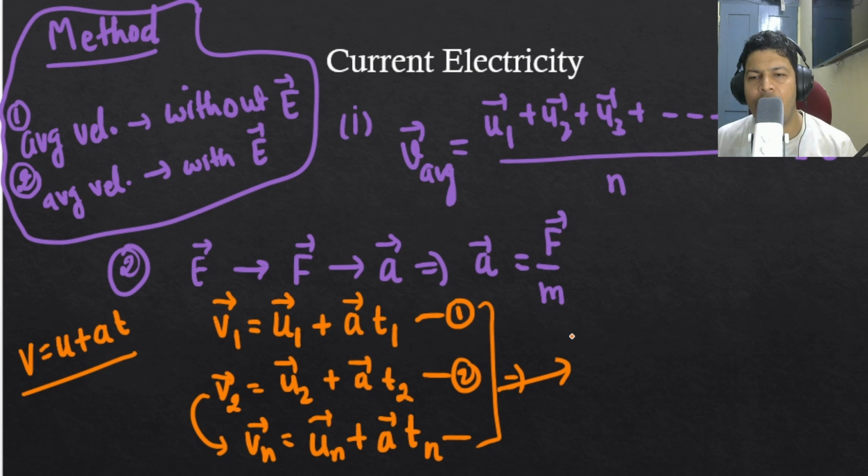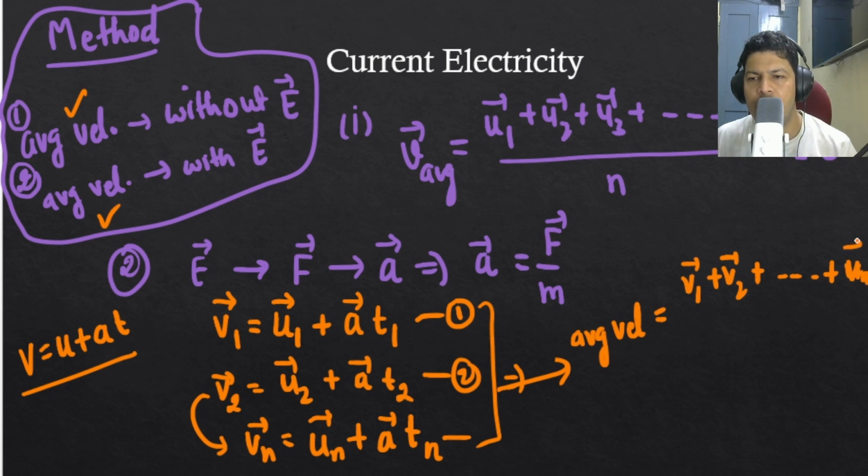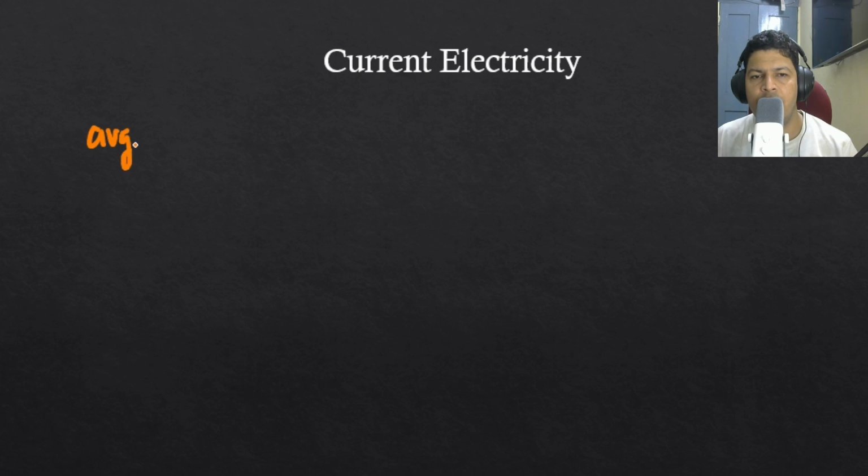So let's find the average of this as per the method. As I told you, one method is the average without the electric field, and this time we are applying the electric field, so we'll write this down. So this is again an average. The average will be V1 plus V2 plus up to Vn. This is the average of all the velocities under the effect of the electric field. Average velocity is V1. What is the value of V1?